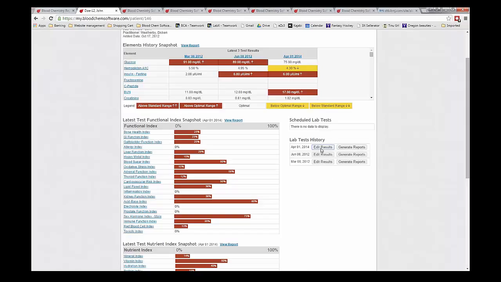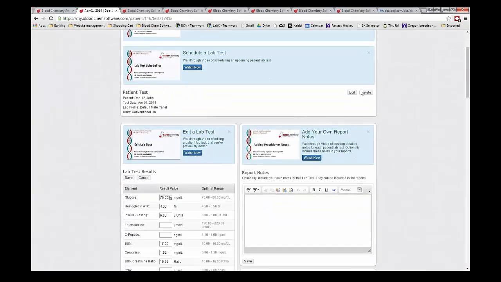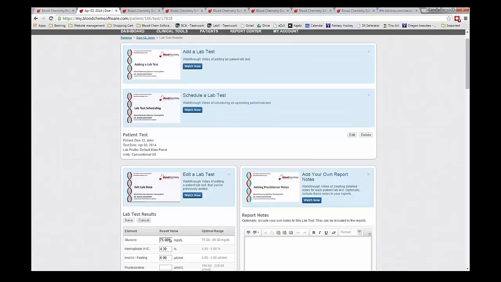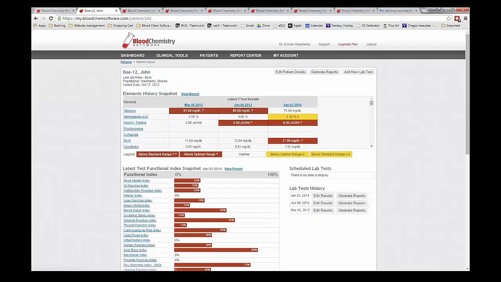So let's say I actually wanted to edit this one. I hit edit here, and now I can make changes to the date. I can change the lab profile. Let's say I want to change the date to the 3rd. Save that. Now this particular test shows the 3rd. So everywhere that test is reported, here in the history report, it is April 3rd.